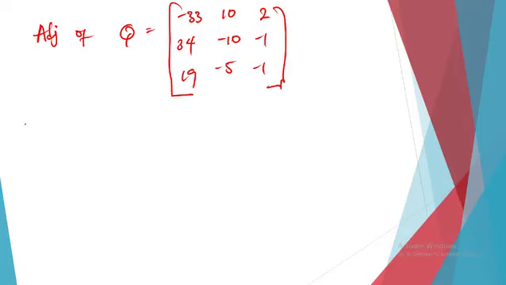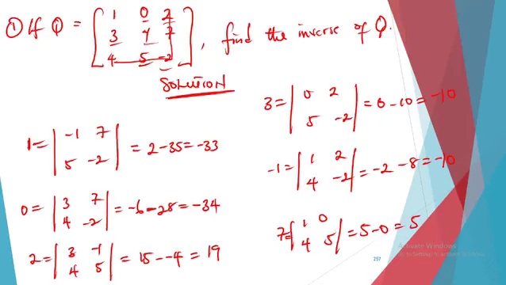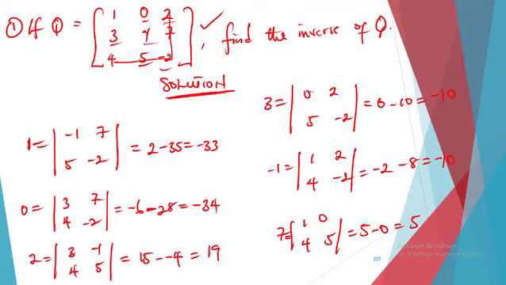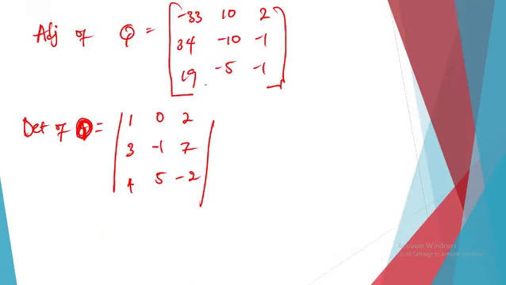Then the next thing is to find the determinant of Q, the determinant of the original matrix. This is the original matrix, you remember? So we have 1, 0, 2, 3, minus 1, 7, 4, 5, minus 2. I just brought out the numbers over here. Okay, so applying our method of finding the determinant, what do we do?